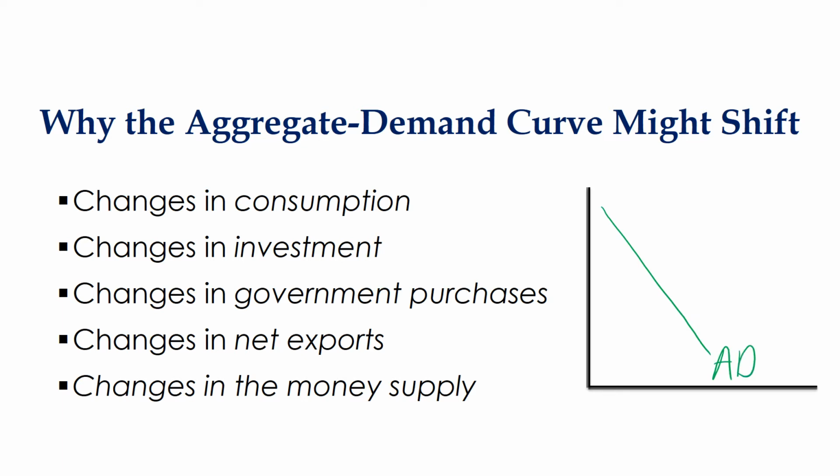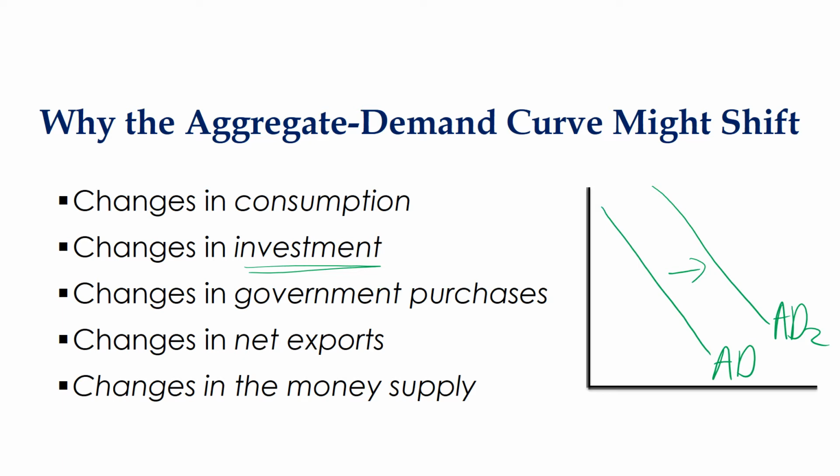So if we have increased consumer confidence, or perhaps we've reduced the consumption tax, for example the government has reduced the GST, that would push the aggregate demand curve to the right. We would demand more in that case, wouldn't we? Changes in investment, for example, if businesses start investing more, that moves the aggregate demand curve to the right. If people start buying more houses, that's investment, so that shifts the aggregate demand curve to the right.